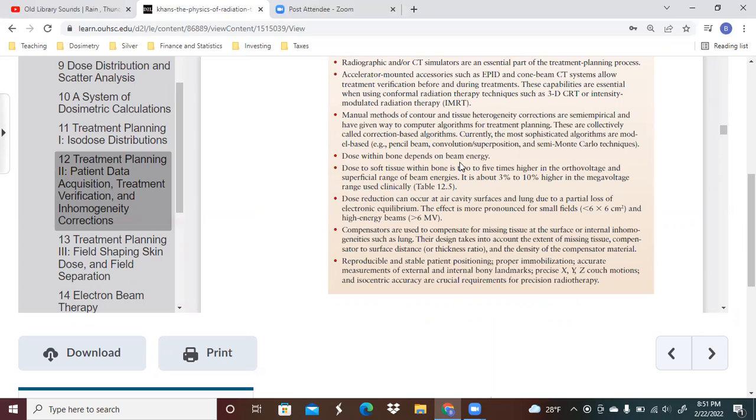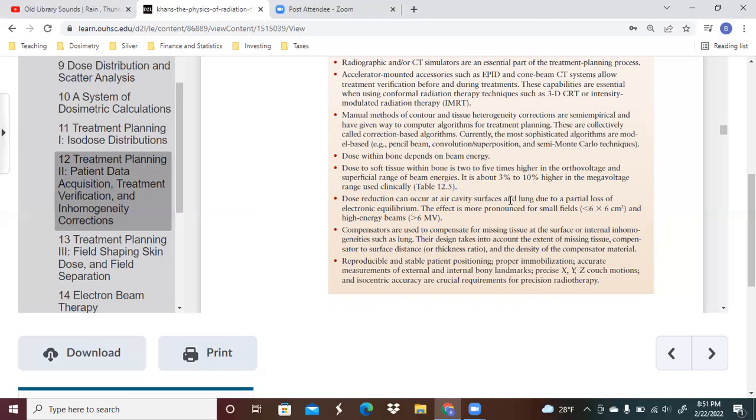Let's see, dose within bone depends on beam energy. Dose to soft tissue within bone is 2 to 5 times higher in the orthovoltage and superficial range of beam energies. It's about 3 to 10% higher in the megavoltage range when it's used clinically.